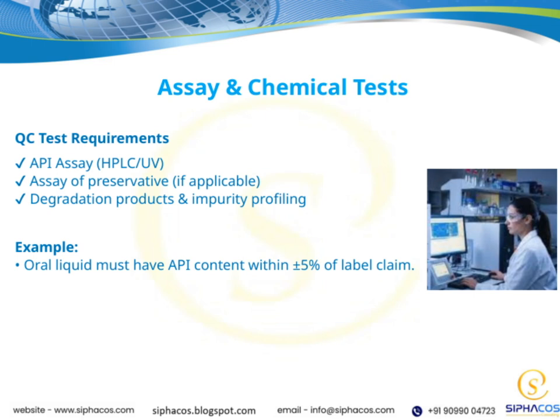Lastly, we conduct degradation products and impurity profiling. This step is crucial for identifying any potentially harmful impurities or degradation products that may form over time or under certain conditions, ensuring the product remains safe and effective throughout its shelf life. For example, in the case of an oral liquid, we require that the API content is within plus or minus 5% of what's claimed on the label. This tight control helps us maintain consistency and trust in our products. Overall, these tests form the backbone of quality control, helping us verify that each batch meets rigorous standards before reaching patients.